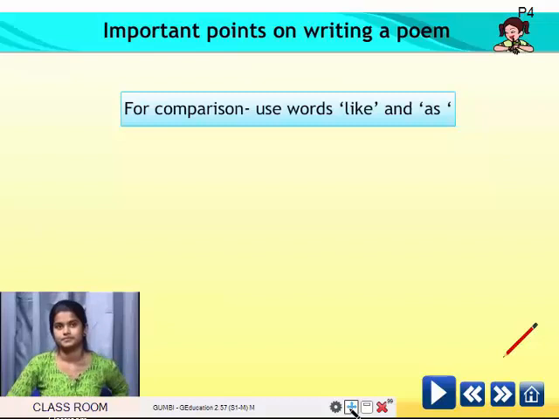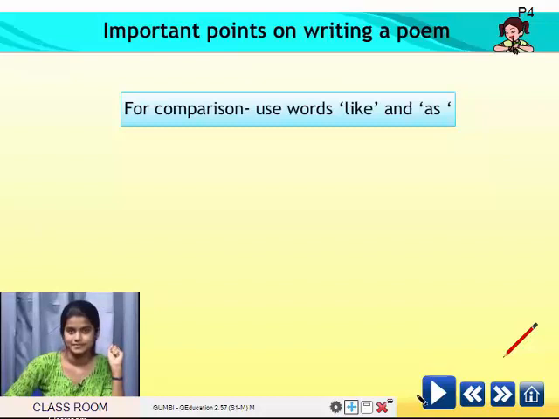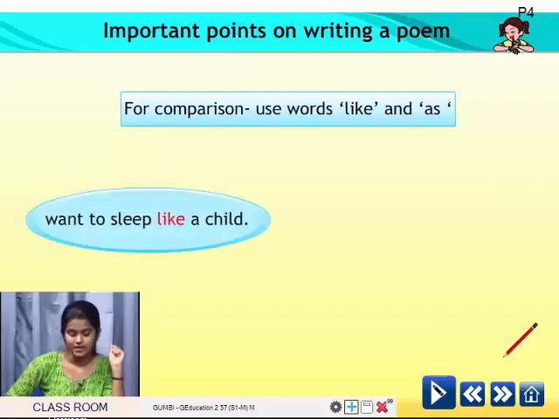So normally in a poem, we use comparison. We say this is like that, or as white as snow, as soft as cotton, as beautiful as a rainbow, something like that. So in a poem, we normally use words like and as to compare two things.